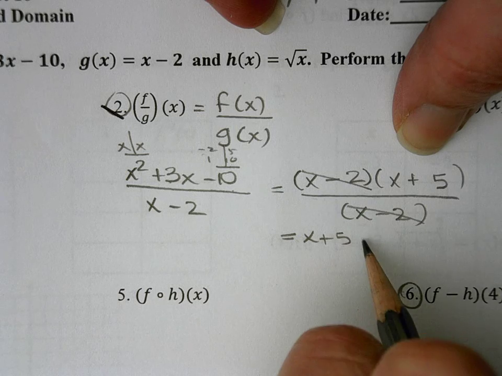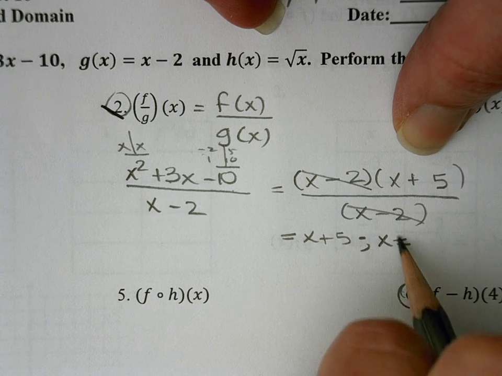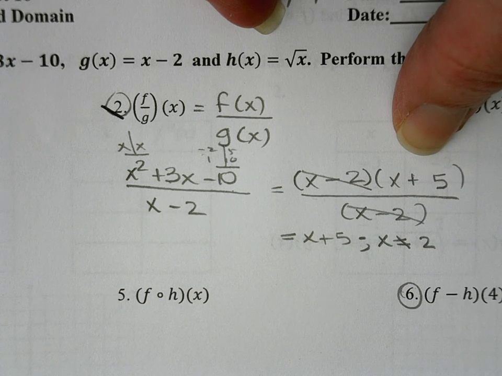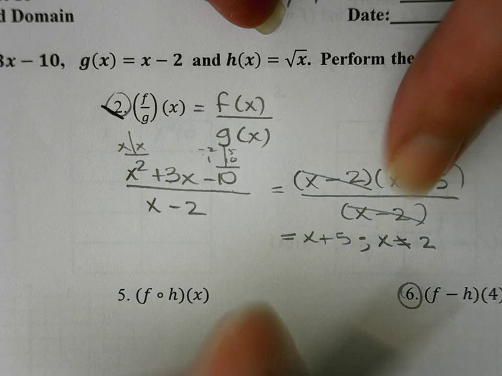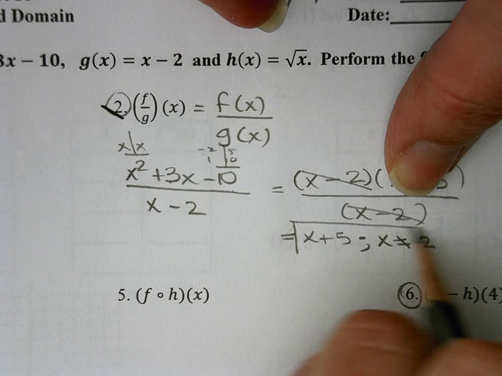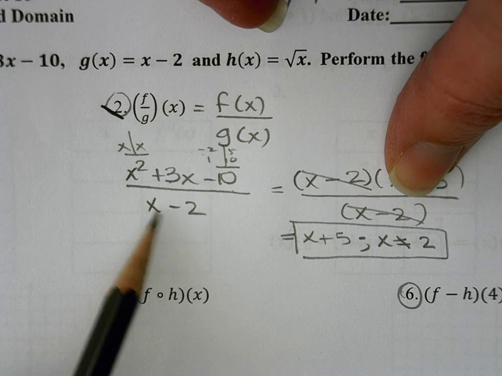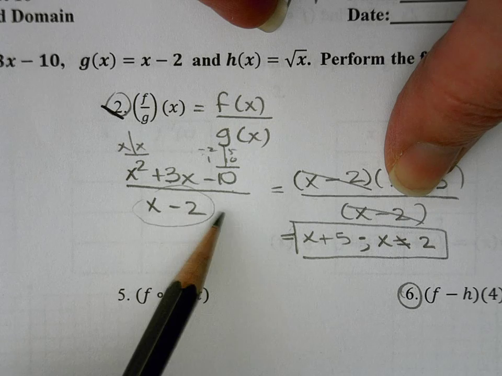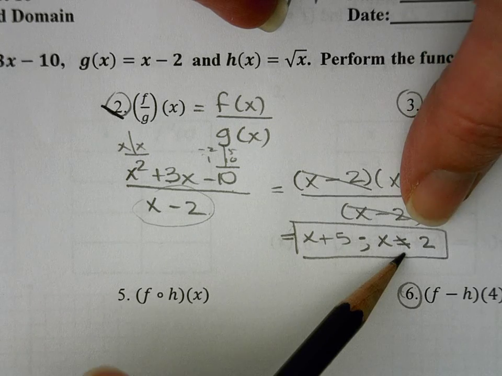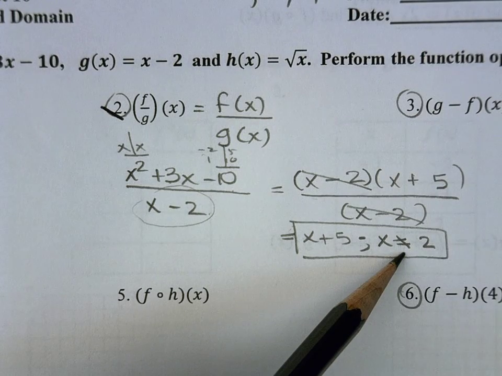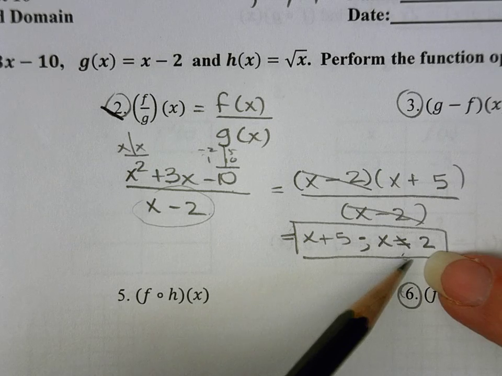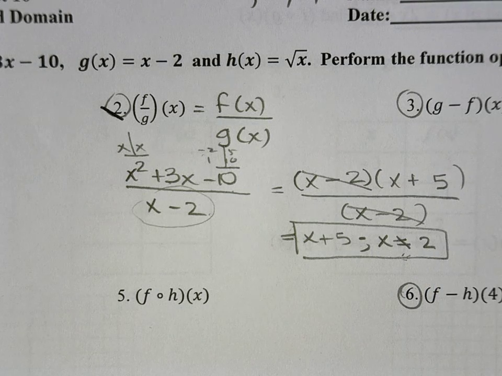And then my excluded values are x cannot equal 2. Okay, how did I get that? It's because here in my denominator, I don't want that to equal 0, so x cannot be 2. So my domain would be all real numbers except for 2.